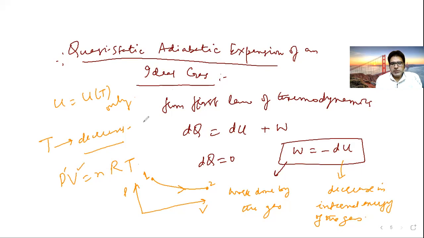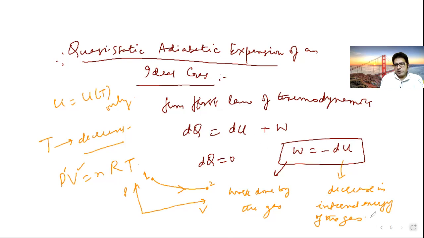But for an adiabatic expansion, not only volume increases, temperature also decreases. So there are two reasons for pressure to decrease. Because of this, the adiabatic path is steeper than the isothermal path. That means that in adiabatic expansion, pressure decreases more rapidly than in isothermal expansion.